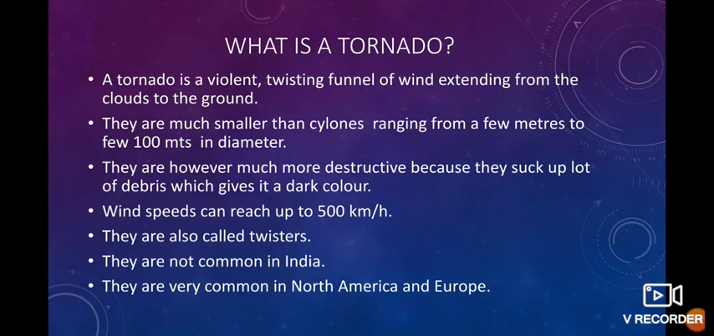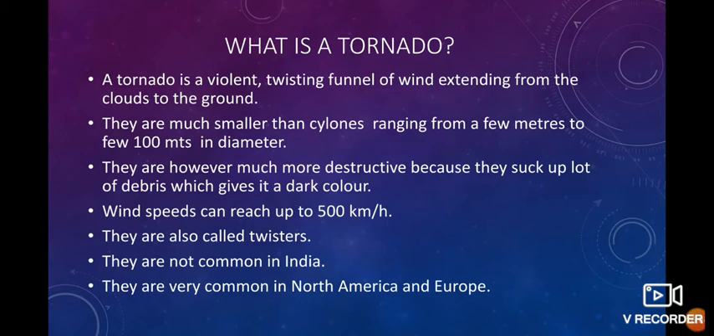The next extreme weather that we are going to learn about is a tornado. What is a tornado? It is a violent, twisting funnel of wind which extends from the cloud directly to the ground. When you compare it with a cyclone, tornadoes are much, much smaller, only ranging from a few meters to a few hundred meters in diameter. However, they are much more destructive than cyclones.